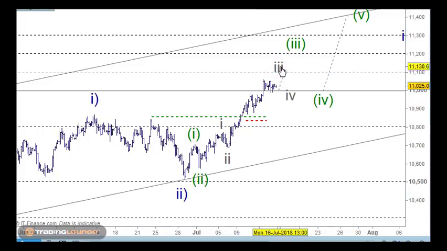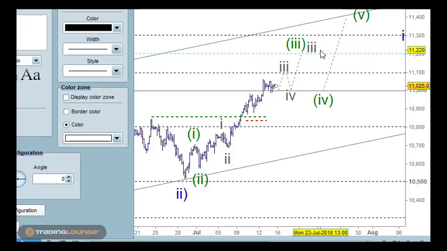So we can look at wave 3 being here. We can look at wave 4 moving back here, and then wave 5 moving up there for the top of wave 3. So I'll put that there.